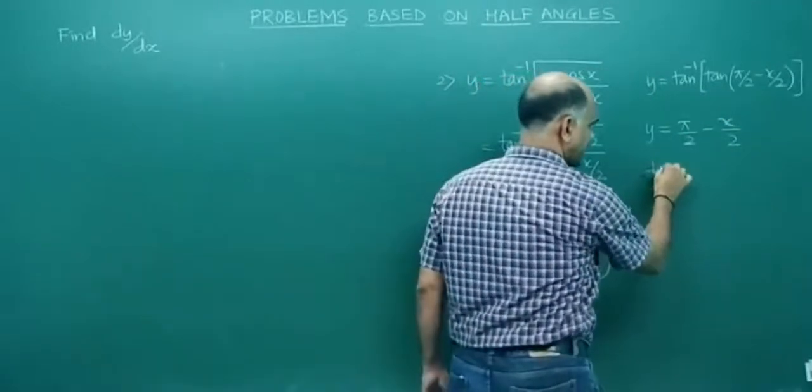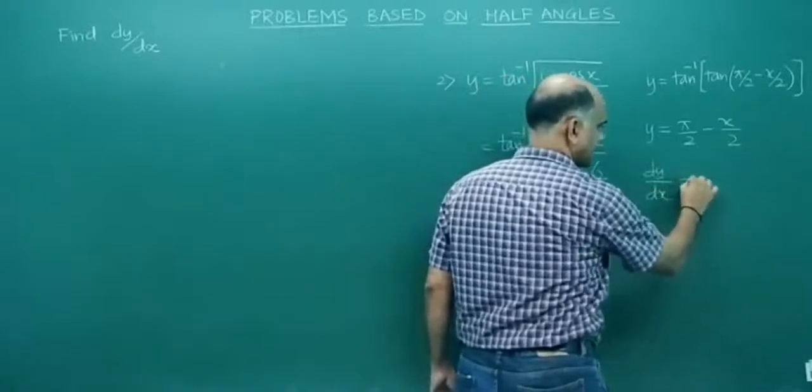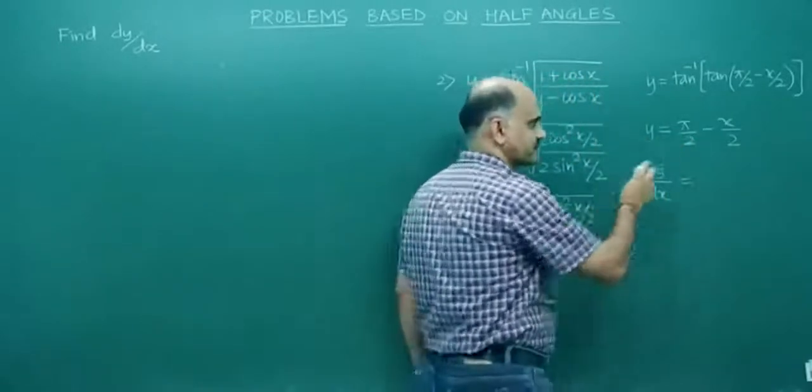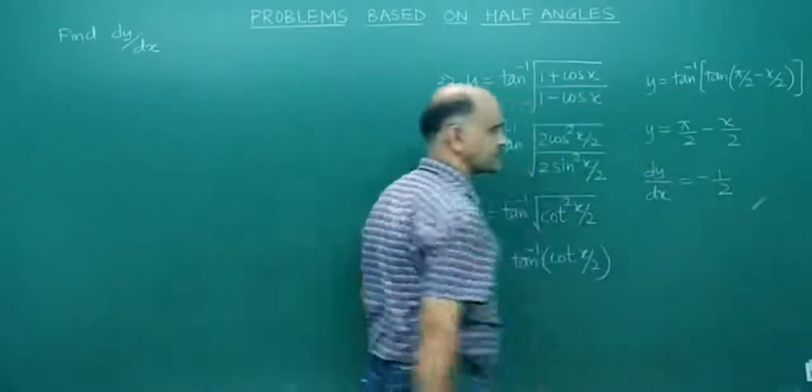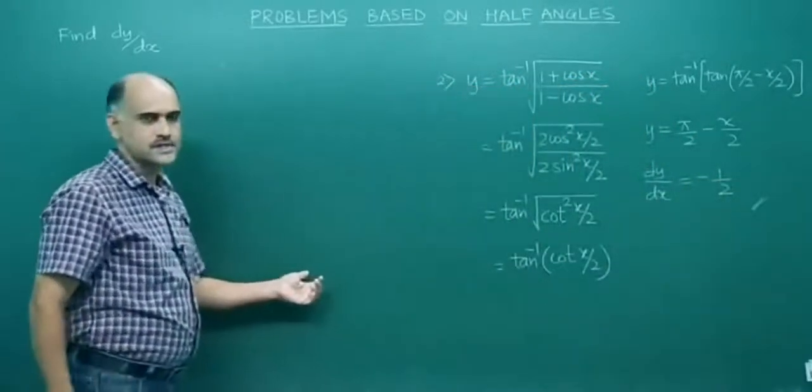Now differentiate, dy by dx. Pi by 2 differentiation is 0. That of x by 2 will have minus 1 by 2. This is the answer. Clear, students?